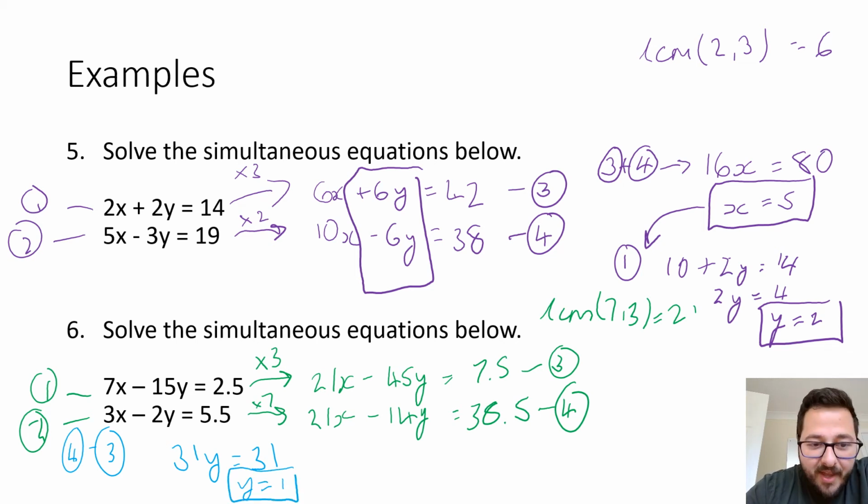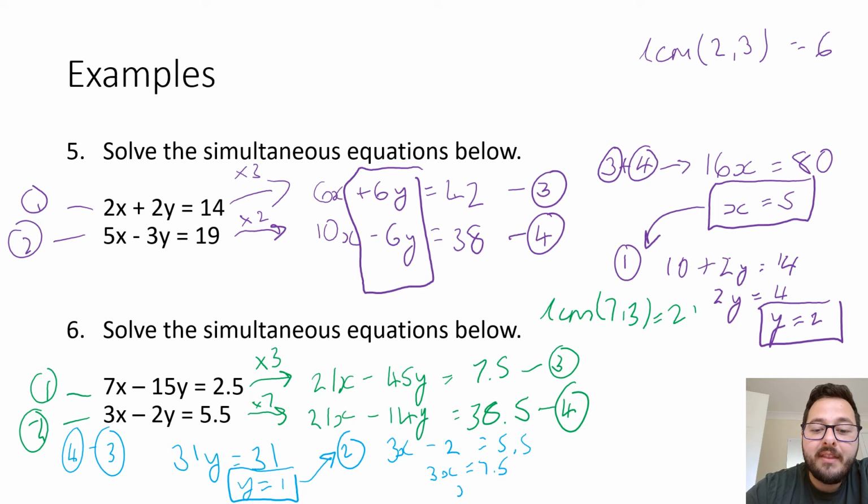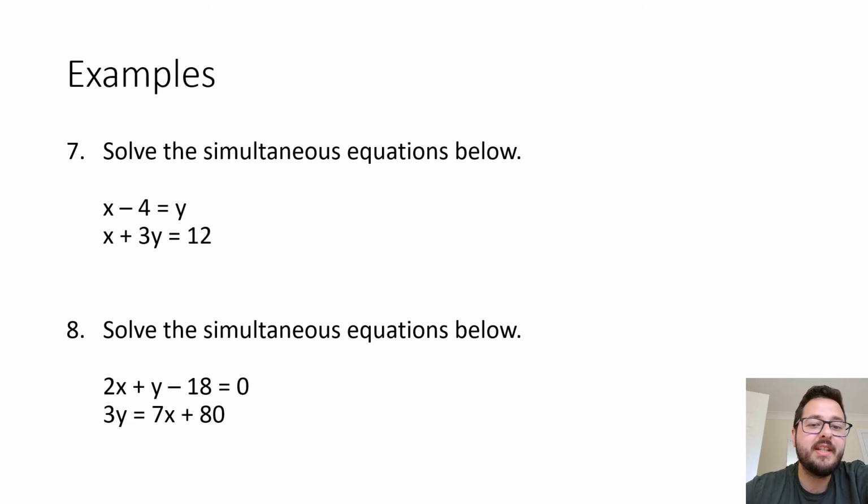Okay, lovely. And then we want to put that into something. Let's put it into 2. So 3x minus 2 times 1, which is 2, is 5.5. Add the 2, so 3x is 7.5. Divide by 3, x is 2.5. Okay, there we go. All right, and then just another one before we look at some worded examples.